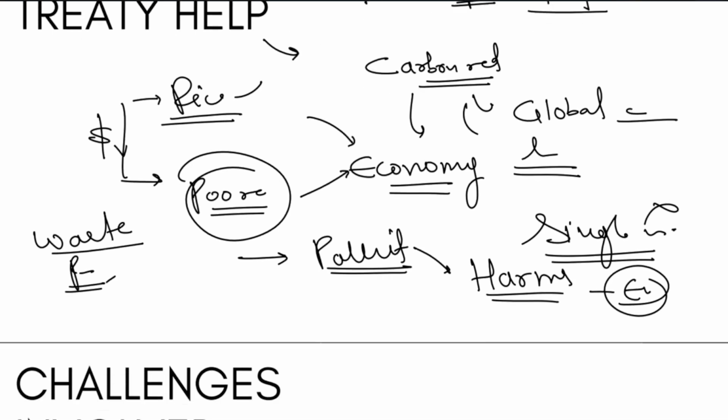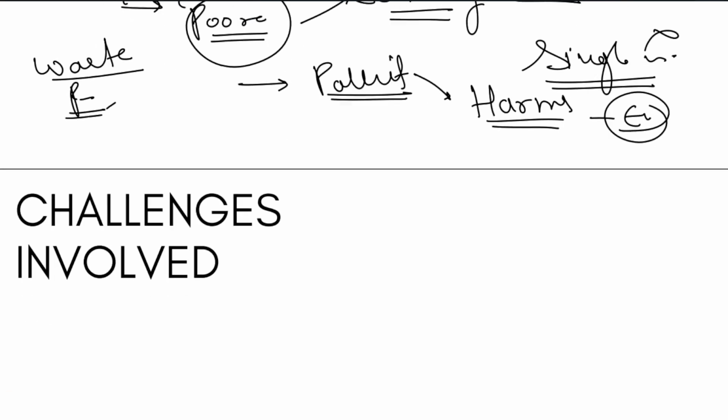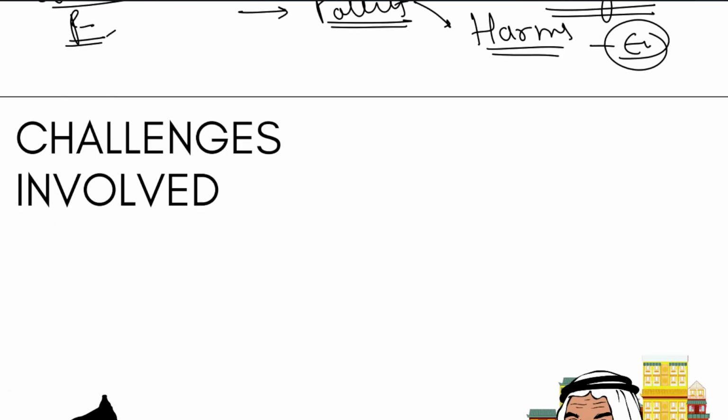So our next focus here is why we are unable to achieve this. All right, so what are the challenges involved? Why are we not able to come to a treaty yet?